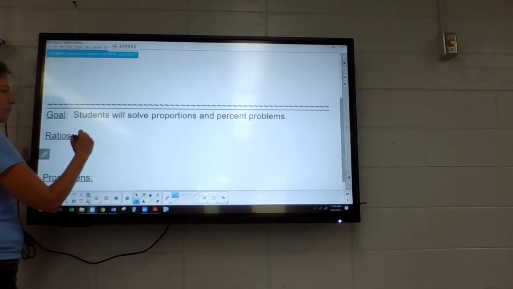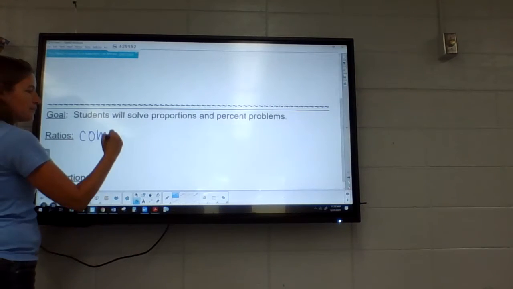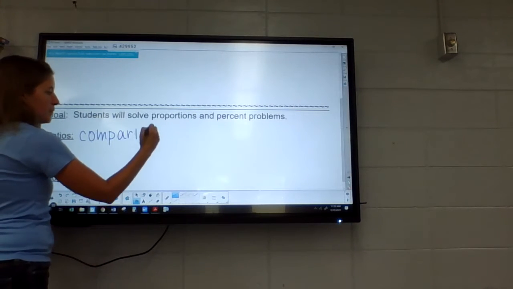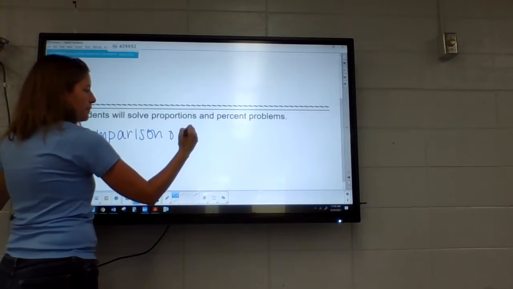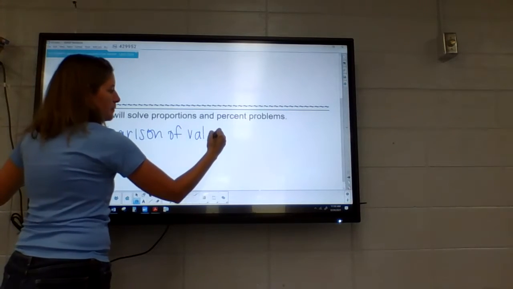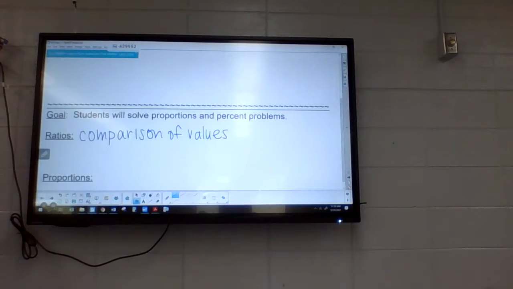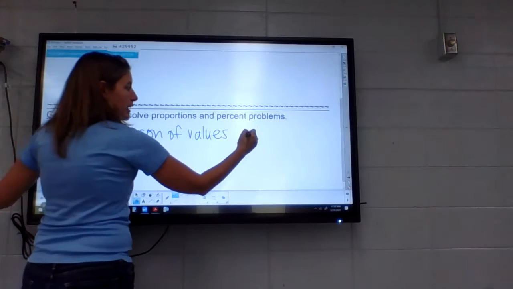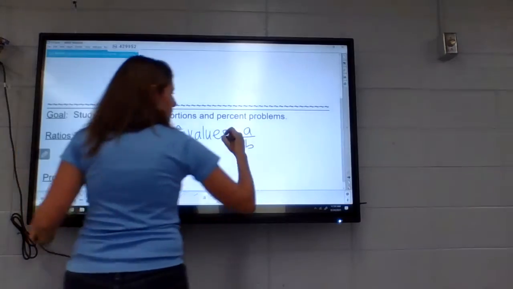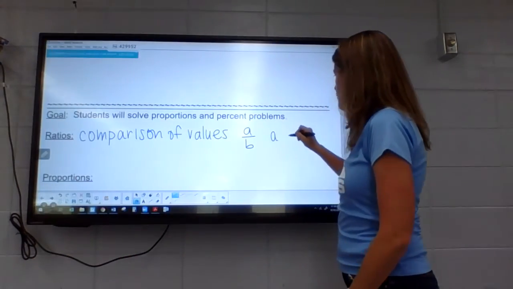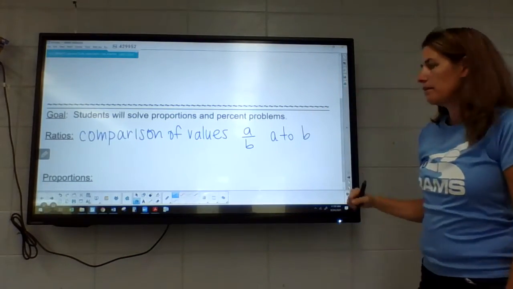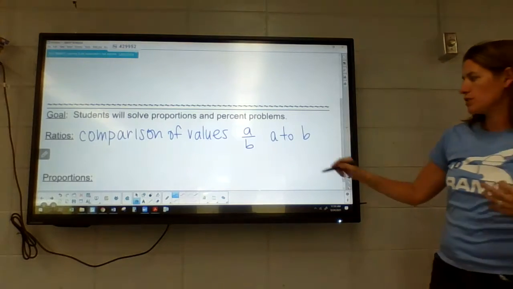So a ratio is a comparison of two values. And usually we compare the ratios using a fraction. So like A over B, or we can say A to B, A out of B, and you can use a little colon.